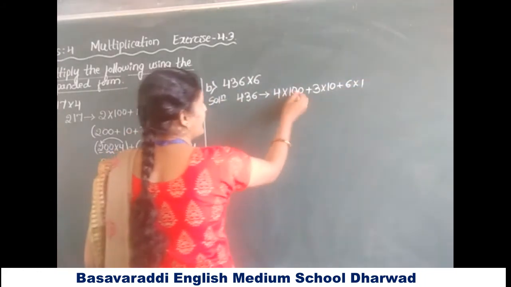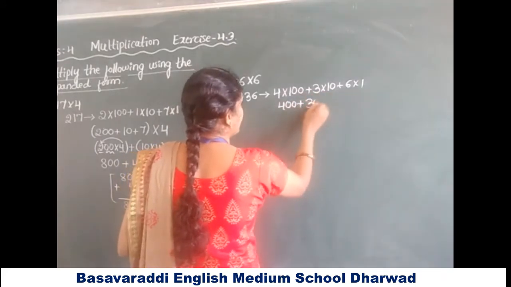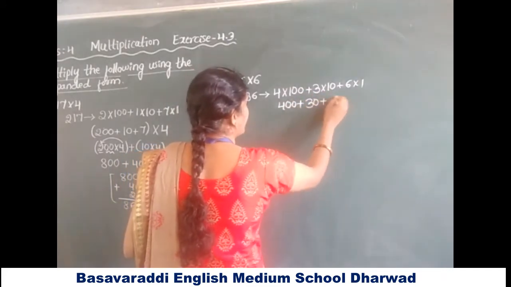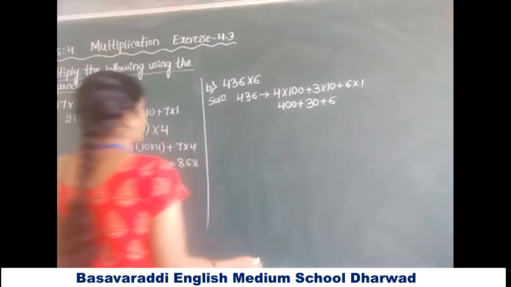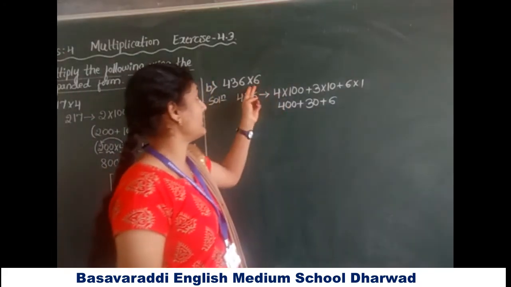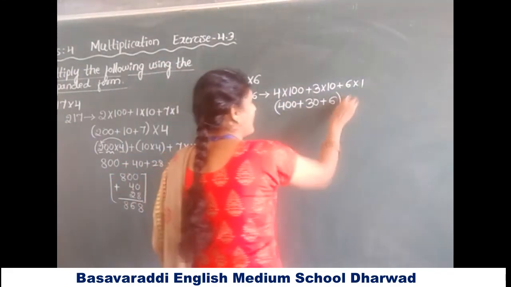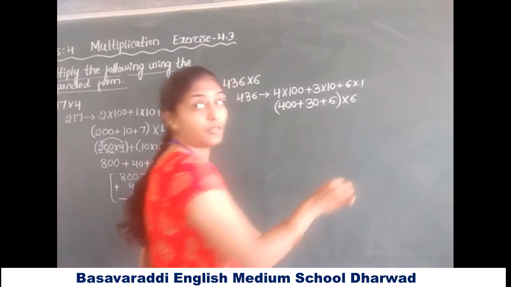Okay, the next step, 4 into 100 is 400, 3 into 10 is 30, next 6 into 1 is 6. Yes, after the expanded form, we write the 6 in multiplication.